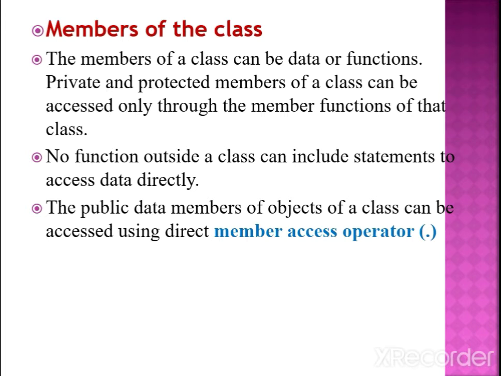Member functions are also members of the class. They are used to describe what? The operations that can be performed with the data members of the class. Private and protected members of a class can be accessed only through the member functions of that class. No function outside a class can include statements to access data directly. The public data members of objects of a class can be accessed directly using the member access operator. Important, using which operator? Member access operator, that is the dot operator.